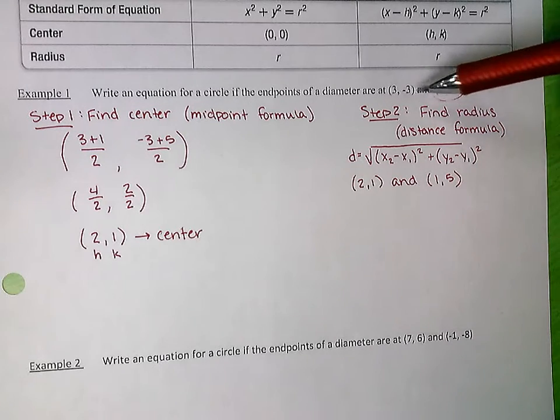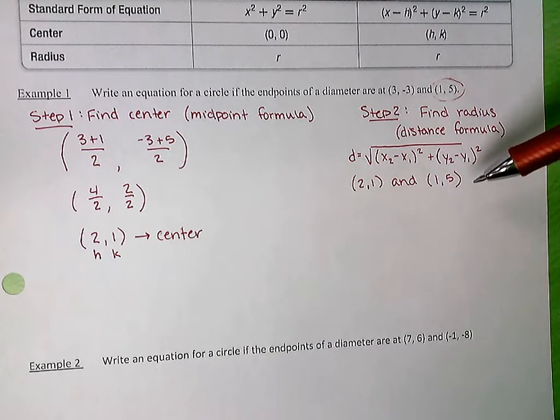Yes, you can use (3, -3) instead of (1, 5). No, it doesn't matter. I just chose that one.